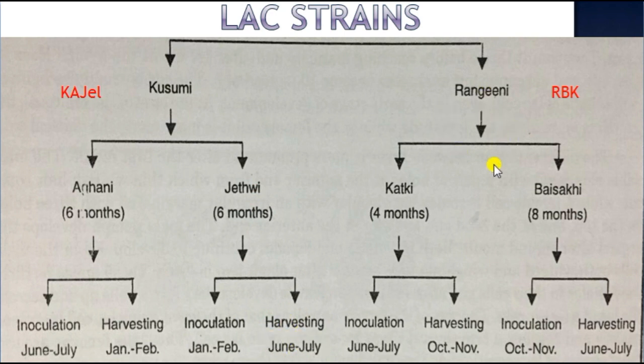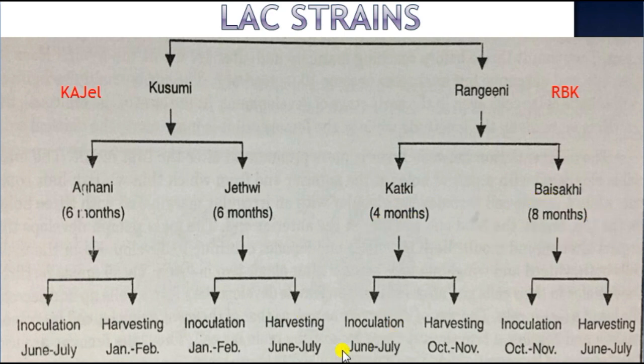For the Rangini strain, Katki and Baisakhi are the two major crop seasons. Katki has only 4 months. In case of Baisakhi, it has 8 months. You can remember it like this: Katki is 4 months, and Bai means 2. So 4 into 2, there will be 8 months.